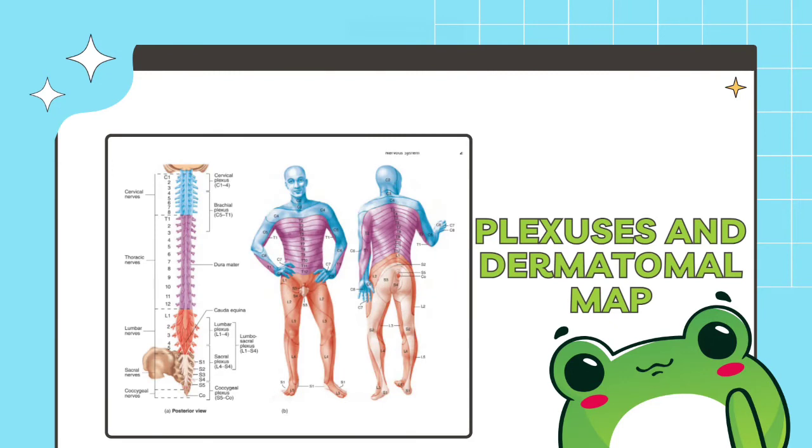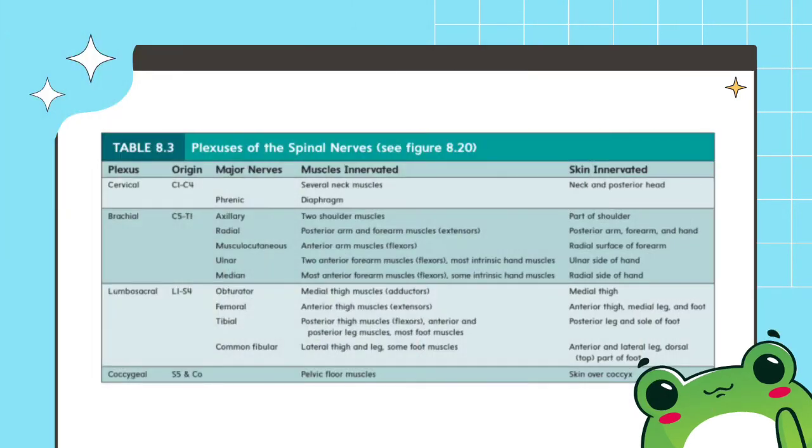In this illustration, you can see the plexuses and the dermatomal map. And in here, you can see a table of the plexuses of the spinal nerves, which shows the plexus, its origin, major nerves, muscles innervated, and skin innervated.